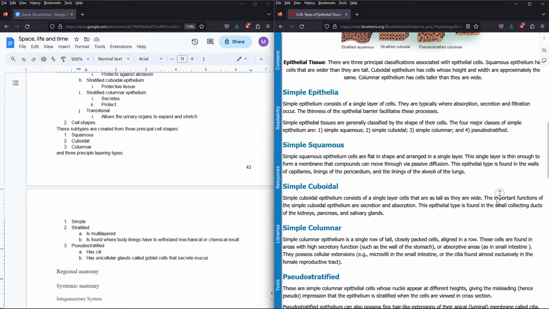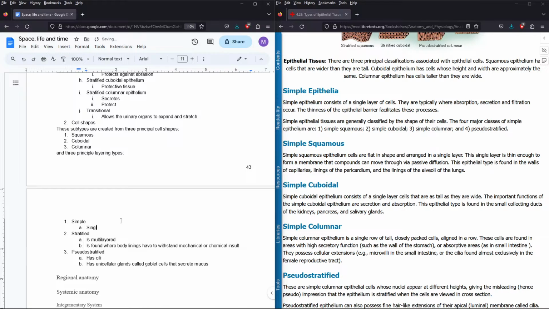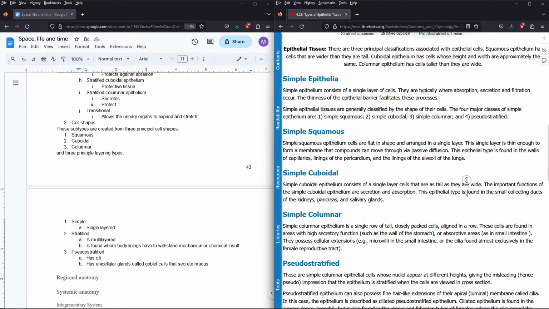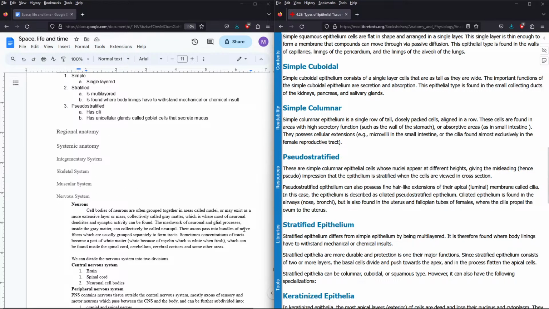Then we have simple squamous. Cells are flat in shape and arranged in a single layer. Yeah, so simple just means a single layer. Single layered. Then epithelial type is thin enough to form membrane, passive diffusion. The type is found in the walls of capillary lining. Yeah, we don't really care about locations because locations will come later when we'll be doing systems.